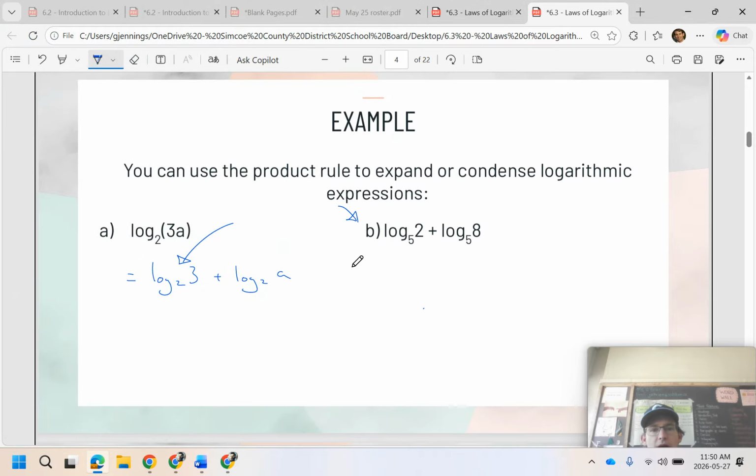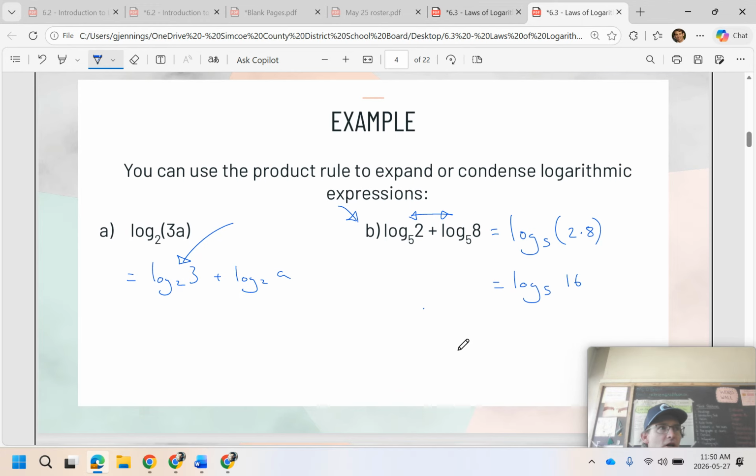All right, now over here, log base 5 of 2 plus log base 5 of 8. Here, you're going to say, well, that's the same thing as log base 5 of 2 times 8. We're adding the exponents here. The logarithms are the exponents. And so that's when we have the product of those two things. So that's log base 5 of 16.